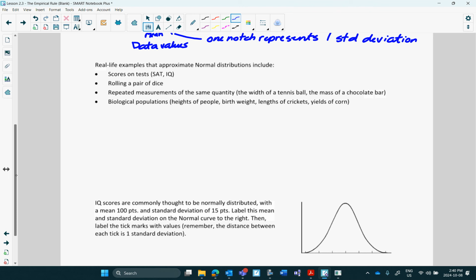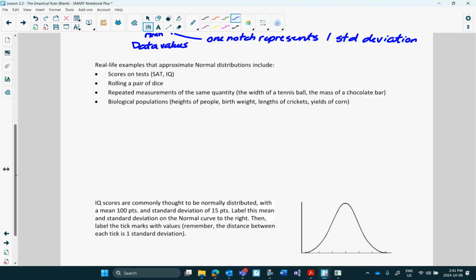Rolling a pair of dice. Okay. What are the possible combinations when you roll a pair of dice? What's the lowest possible sum you could get? What's the highest? 12. So everything in between, right? What do you think's the most common one you're going to get according to probability? 7. Why'd you say that? It's the middle.